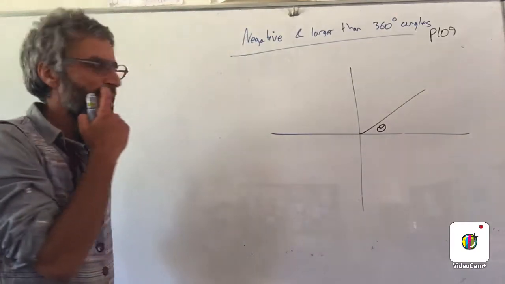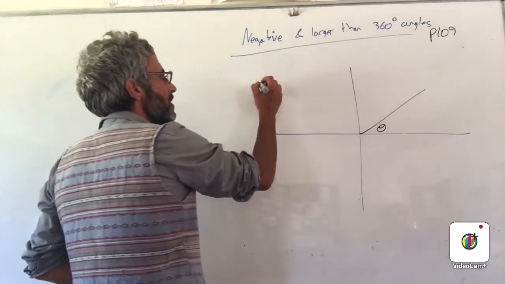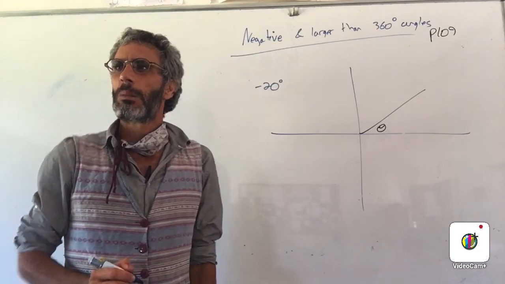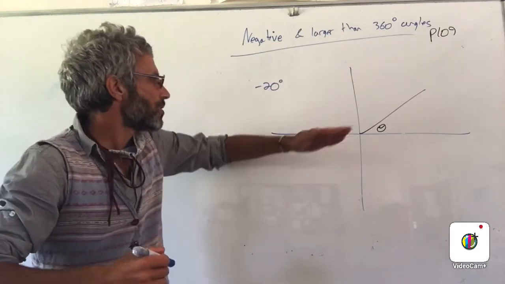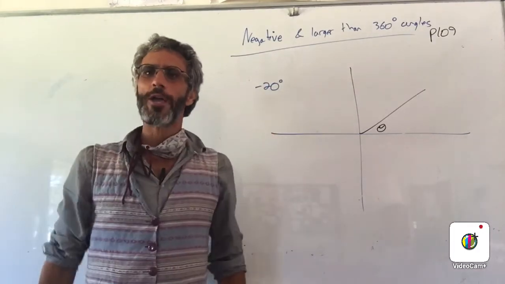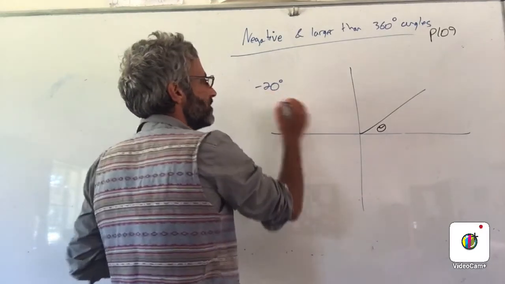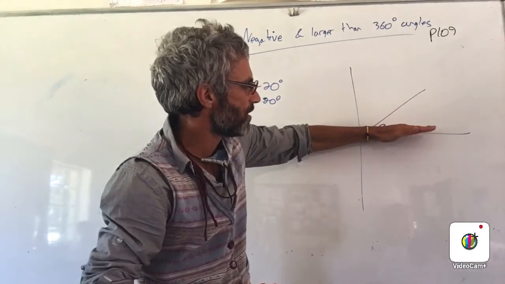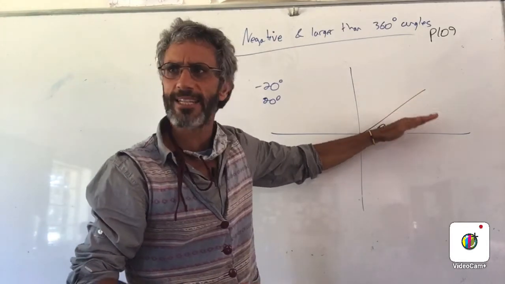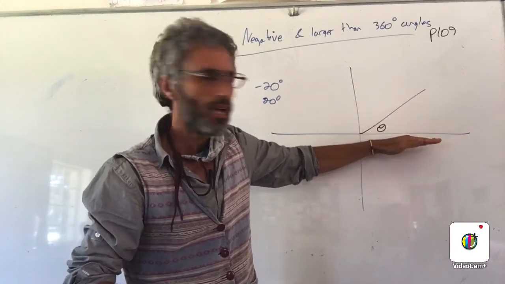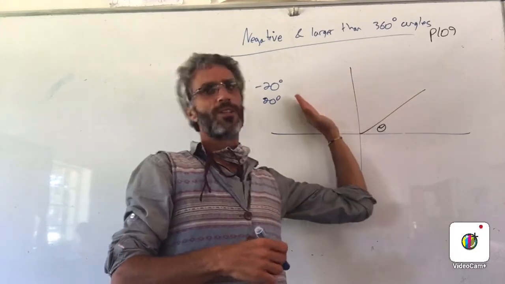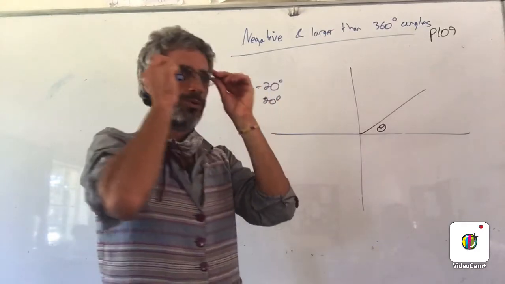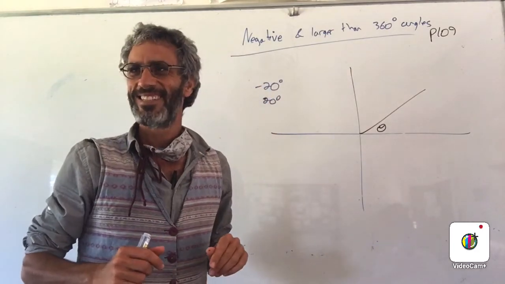So what does a negative angle mean? What does minus 20 degrees mean? Well, let's think about it going the other way. 20 degrees means you went 20 degrees anti-clockwise. 120 is going to be somewhere in the second quadrant, but it's all measured anti-clockwise.